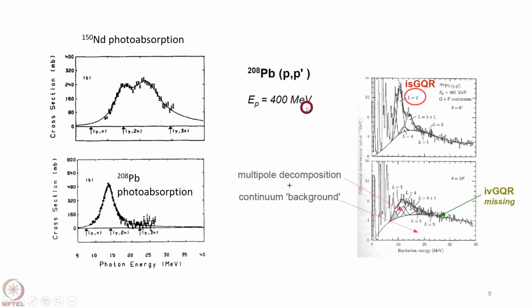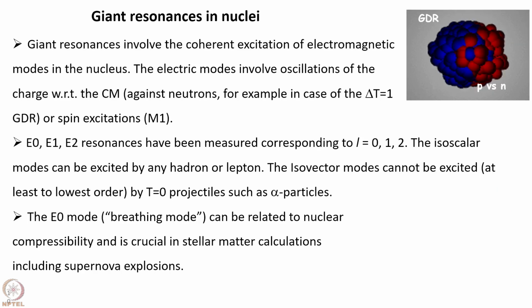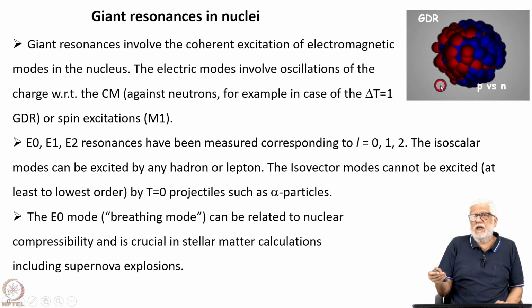Similarly, you can excite this not just by photoabsorption, you can excite it by hadronic means. You have a proton of 400 MeV, then you excite various kinds of multipoles. You have the isoscalar giant quadrupole resonance, then the isovector giant quadrupole resonance, and these can be deciphered by doing the experiment with alpha particles, which are isoscalar objects, and there you will only excite the isoscalar giant quadrupole resonance, not the isovector. So there are ways in which you can disentangle the isovector and the isoscalar components. So this is a picture of the giant dipole resonance.